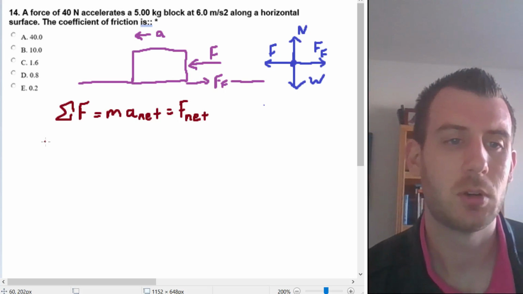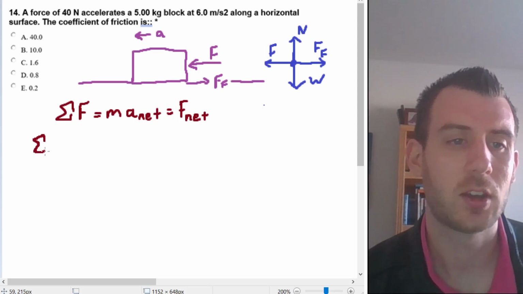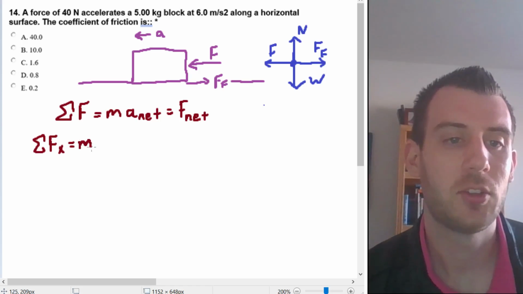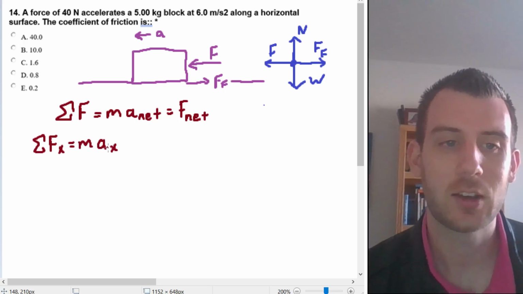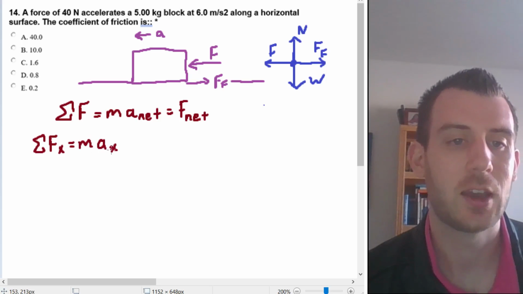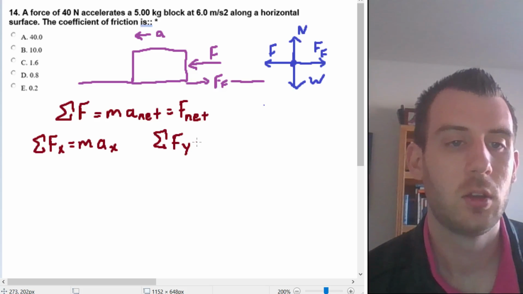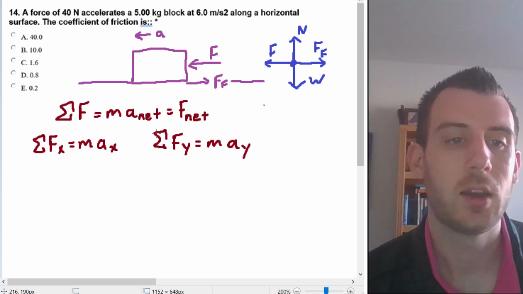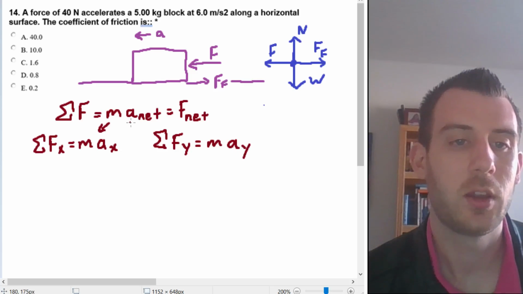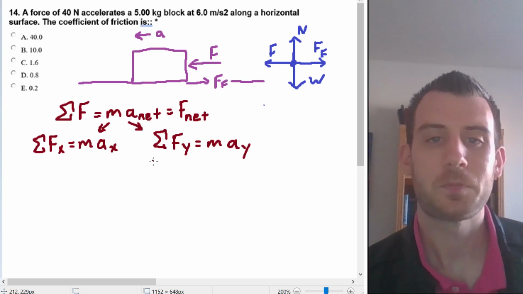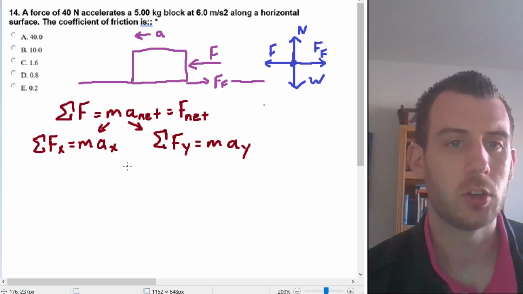So this gives us permission to break this down into its components, and I can write that the sum of the forces in the x is equal to the mass times the acceleration in the x. This would be the net acceleration in the x, but I'm just going to write it as acceleration of the x to keep my work a little nicer. And then the sum of the forces in the y equals the mass times the acceleration in the y. This is my breakdown there, and my breakdown there. Alright, let's keep going.